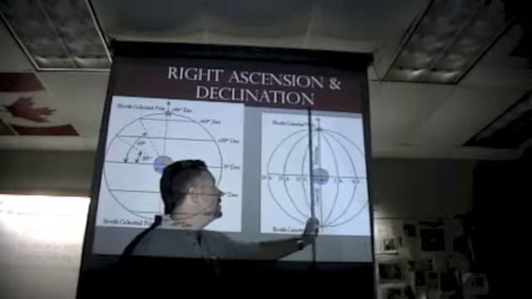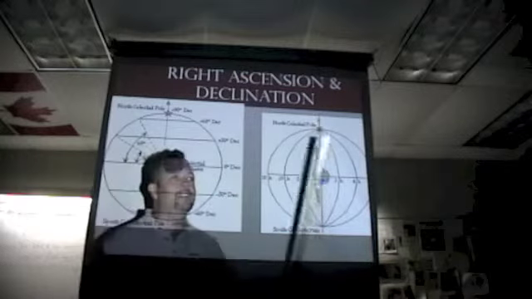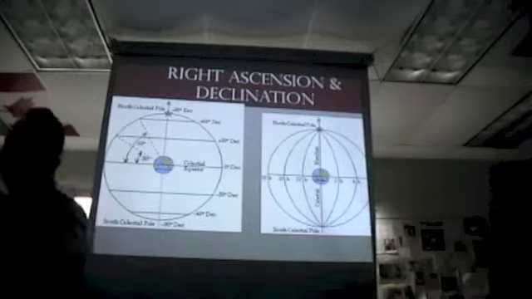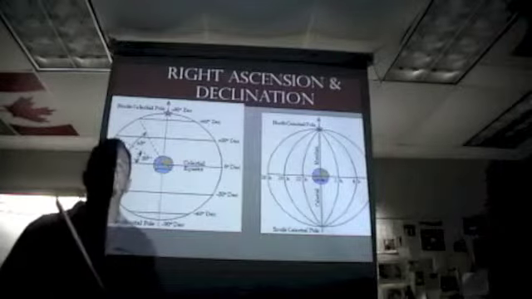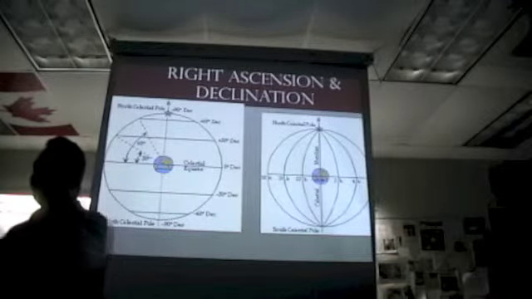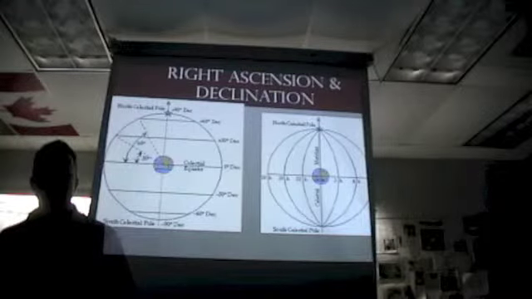So we start here. The celestial meridian is just an extension of what? What do we call that on the Earth? The prime meridian. Question, where does the prime meridian start on the Earth? That's right, Greenwich, England. A little town outside of London.